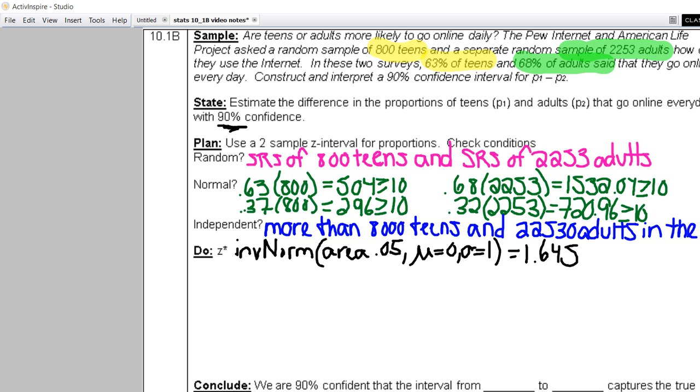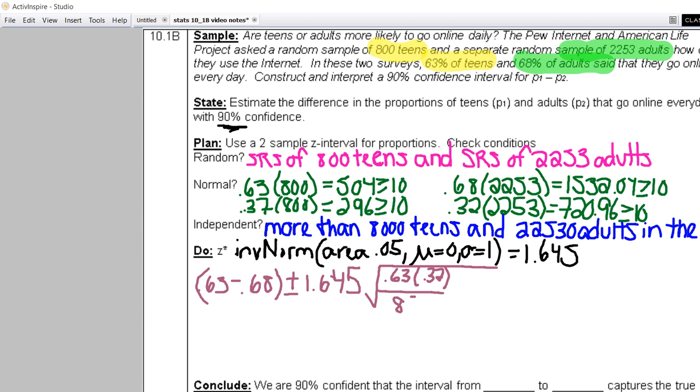So now that we have that, with my horrible writing with this little stylus, that's okay because it's close enough. So we're going to do p hat 1, our teens, 0.63, minus p hat 2, which is adults, 0.68. And then we're going to plus or minus our z star, 1.645, times that standard deviation, which is 0.63 times 0.37 divided by 800, and then 0.68 times 0.32 all over the sample size of 2,253.